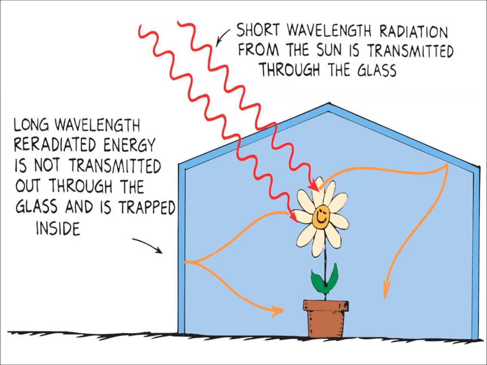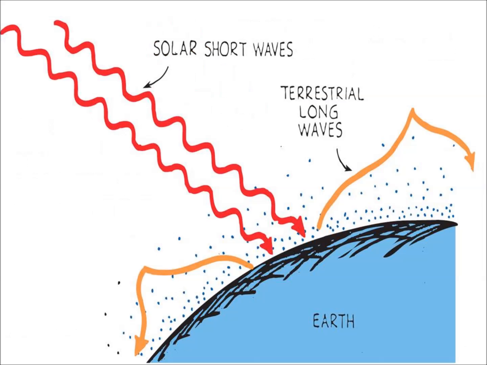Again, in the greenhouse effect, the glass is transparent to visible light, the shorter wavelength, and the produced infrared longer wave is trapped because the glass is not as transparent to the longer wave infrared light. The inside of the greenhouse will then warm up.